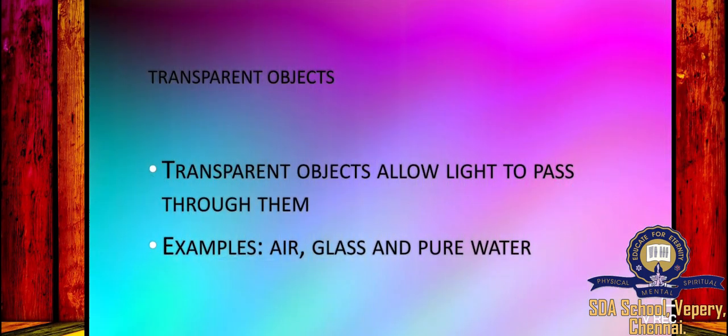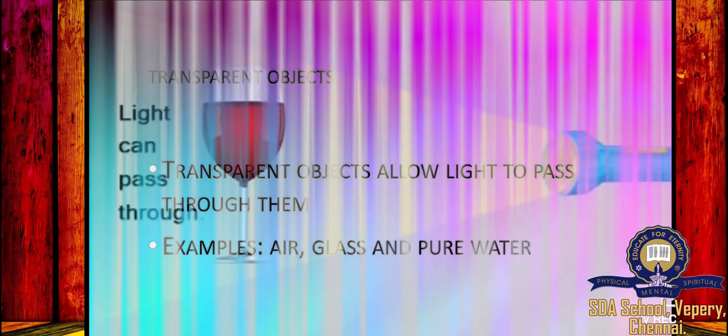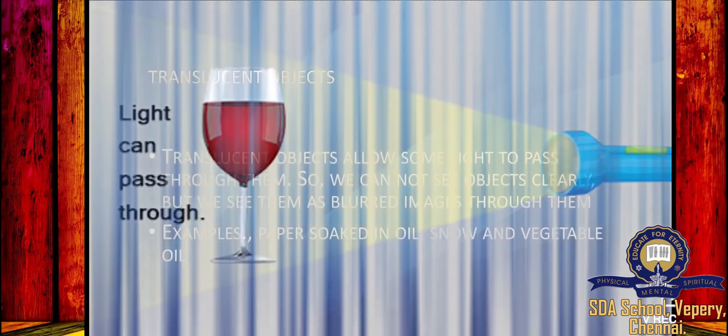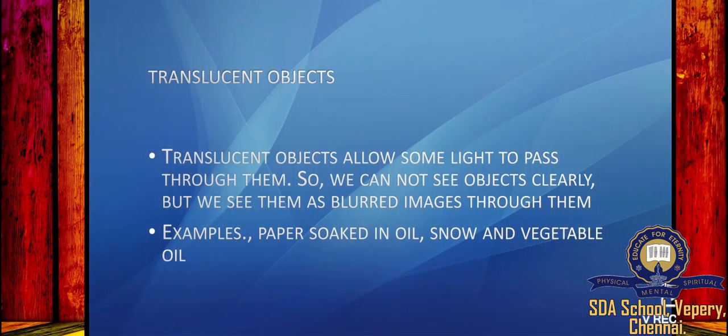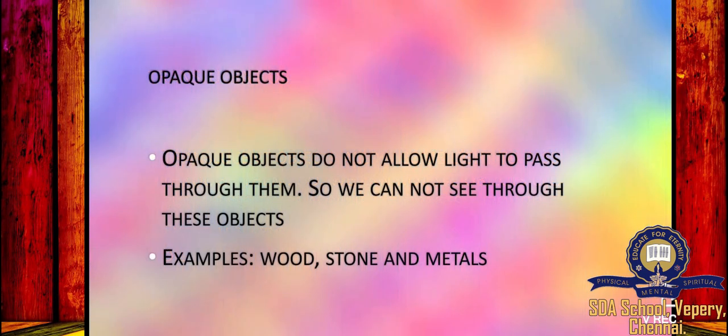If we take transparent objects, they will allow light to pass through them and we are able to see the objects clearly. In translucent objects, only some amount of the light will pass through them and we cannot see the objects clearly. And the next one is opaque objects. Opaque objects will not allow any light to pass through them, whereas transparent and translucent objects allow light to pass through them.